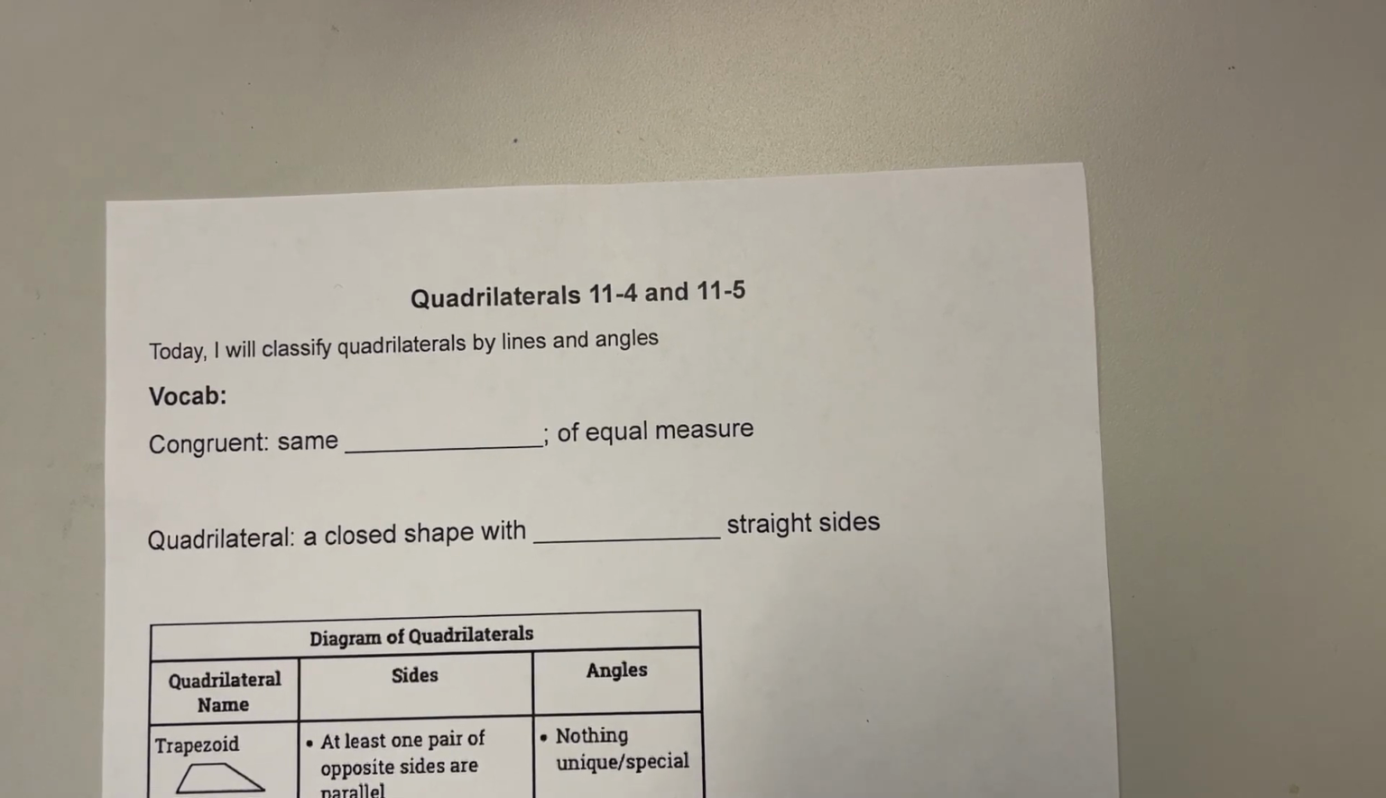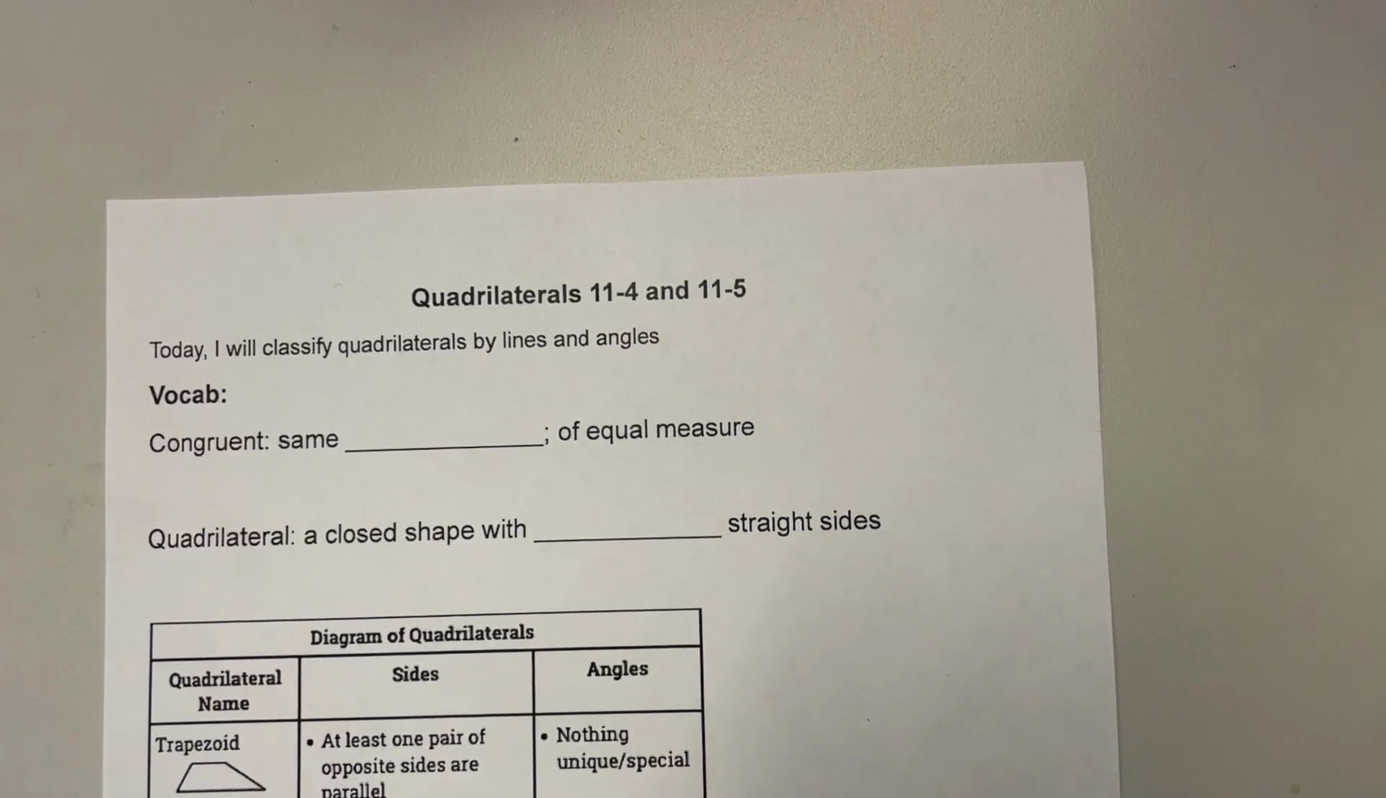Hi class, today we're going to continue our unit on geometry with a lesson on quadrilaterals. This is found in SWON 11-4 and 11-5. Our learning goal or objective is: today I will classify quadrilaterals by lines and angles.